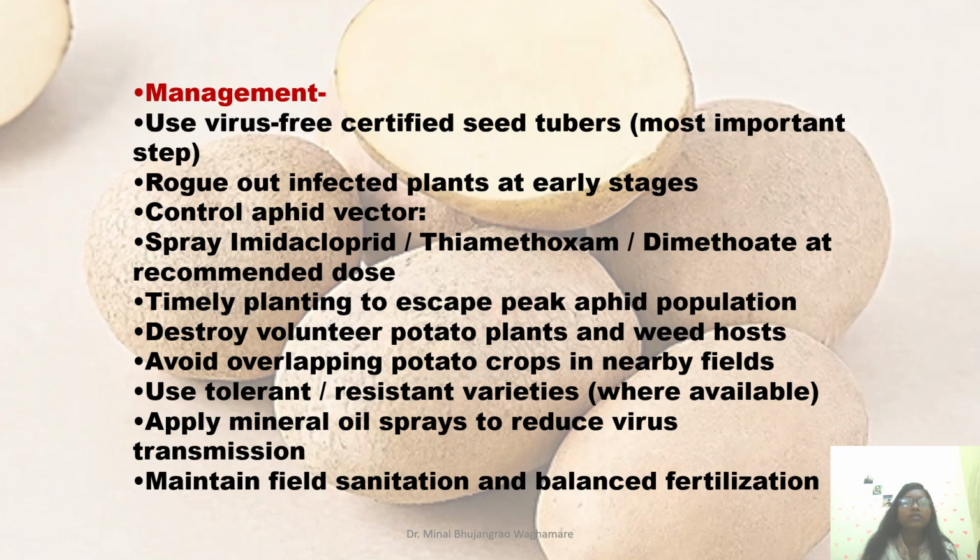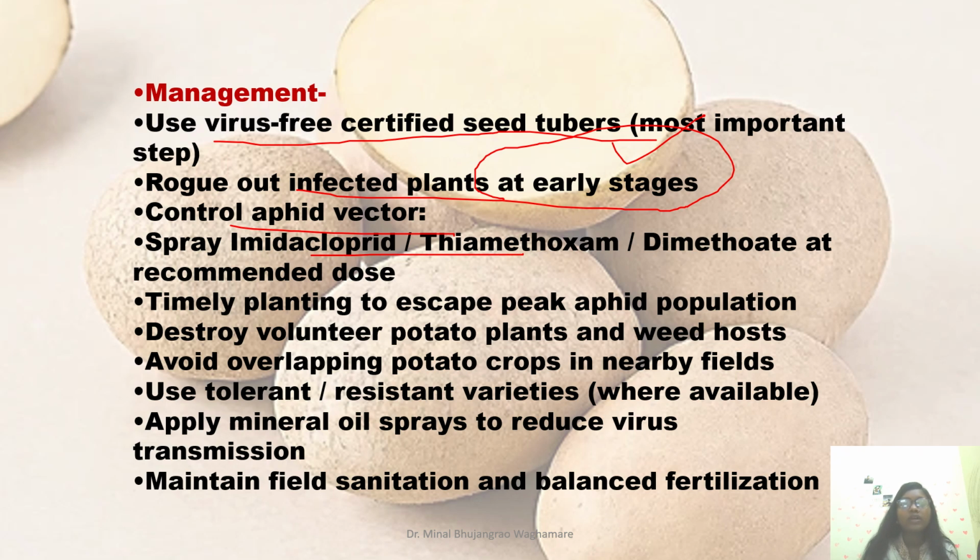Coming to the management, we have to go for the virus-free certified seed tuber, which is the most important step in management. As we all know, viral diseases are not majorly managed by chemical spraying, but we have to go for uprooting of the infected plant at early stages to avoid the infection from one plant to another plant. And we all know this disease is transferred by the vector, that is aphid. So managing the insect is also the best management strategy. Here imidacloprid and dimethoate, with the recommended dose such as 1%, we can provide to manage the aphid vector.